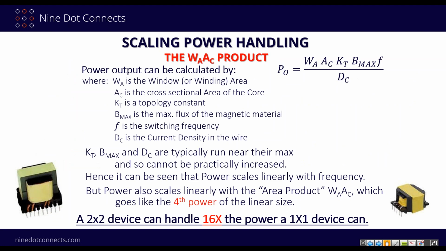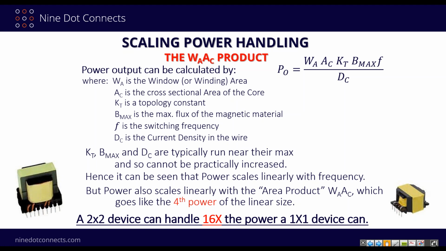The thing I want you to see is that power also scales linearly with the area product, which is the winding area times the area of the core. The winding area is the amount of area that you fill with wire cross-sectionally, and the area of the core is the cross-sectional magnetic path area of the core. And together they go like the fourth power of the linear size, which means that if you have a device that's 2 by 2, it can handle 16 times the power of a device that's 1 by 1.